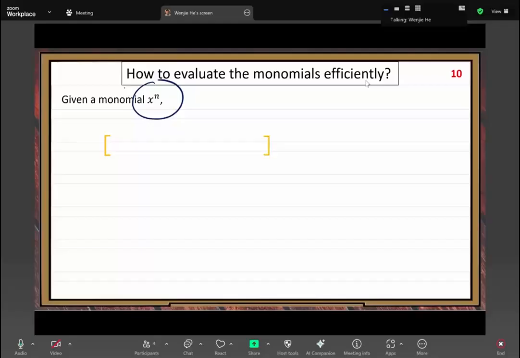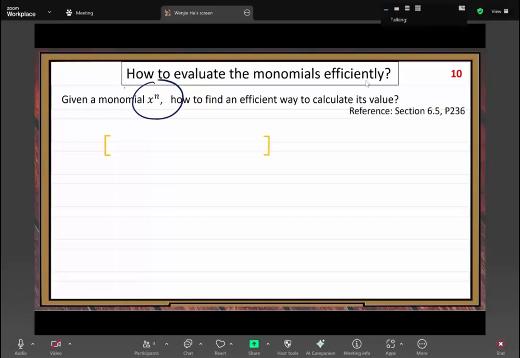Given an arbitrary monomial, not a special one. We did a special one before, but here we want to do a general monomial. Question: how to find an efficient way to calculate this value? Here, I'll give you the reference in the textbook. Section 6.5.